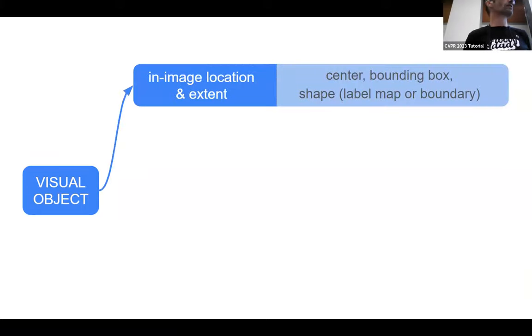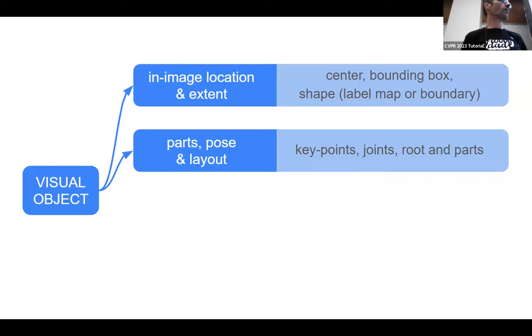So let's go forward and see how a visual object, or video object, in a video can now really be practically defined for the purpose of computer vision tasks. You can start by saying that it's somewhere in the image. So it has a location, it has an extent, and this can be defined by just a center point, by an axis-aligned bounding box, or by the shape of the object, either by labeling the pixels or defining the contour of the object in some way.